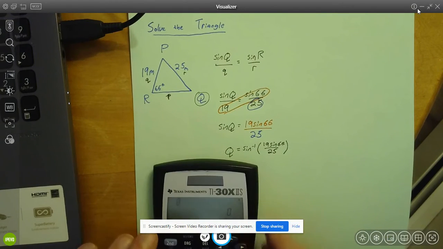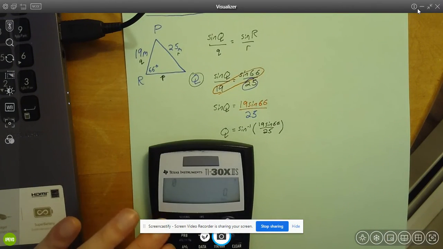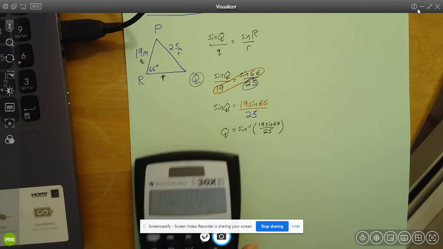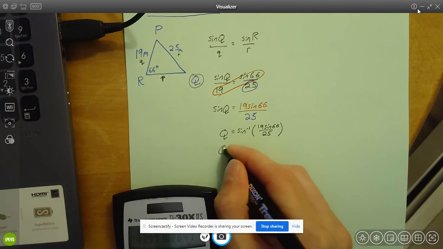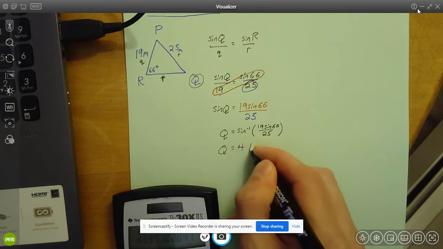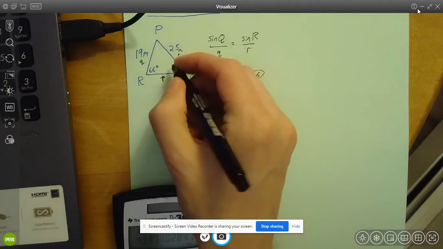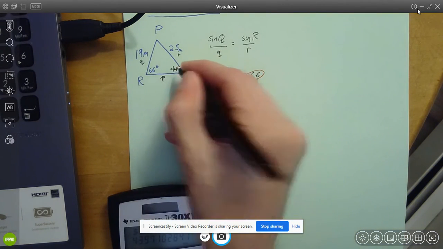Again, if you have a scientific calculator similar to mine, you can just punch this in directly. I'm going to do 19 multiplied by sine of 66, close my bracket, divide by 25, close my big bracket. And so angle Q must be 44 degrees. We're always going to round angles just to the nearest whole degree, so no decimal places for angles. So now I know Q is 44 degrees.